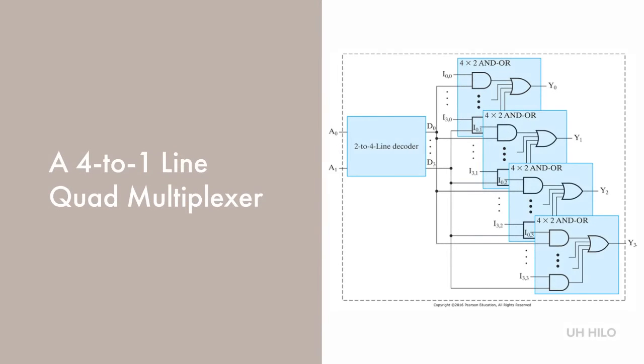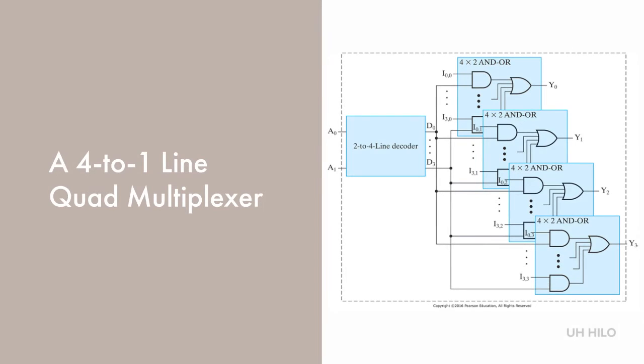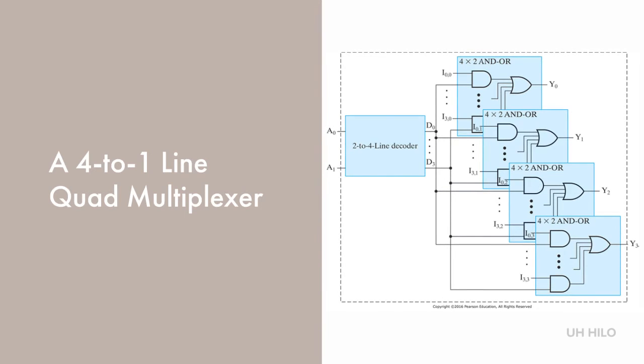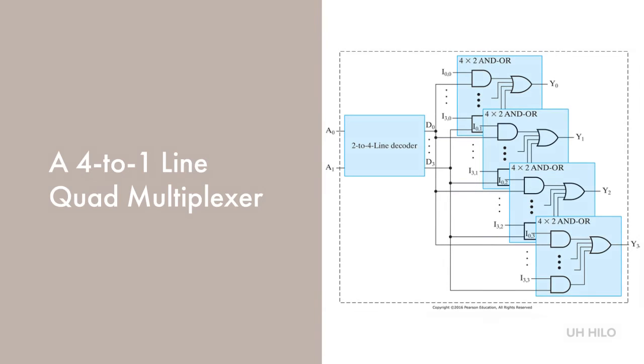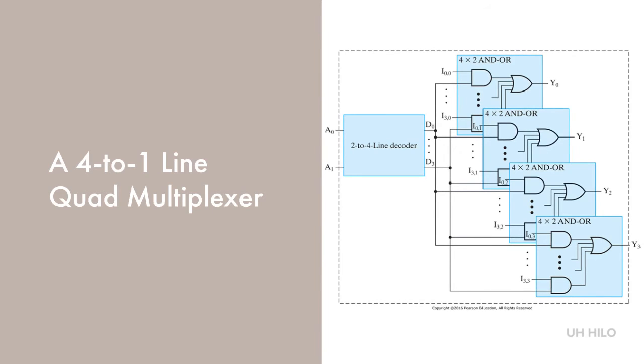A quad 4 to 1 line multiplexer has 2 selection inputs, and each information input is a vector of 4 inputs. The inputs are a vector, so the output Y also needs to be a 4-element vector. The implementation of this multiplexer requires a 2 to 4 line decoder and 4 4x2 AND OR gate combinations. The gate input cost here is 58. In contrast, if four 4-input multiplexers implemented with 3 input gates were placed side by side, the gate input cost would be 76. So by sharing the decoder, we reduce the gate input costs.